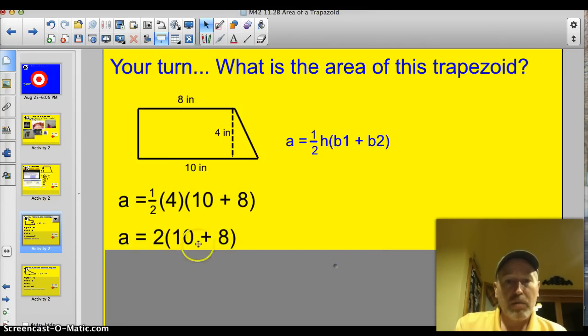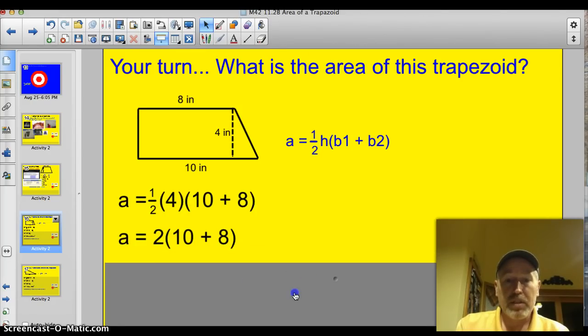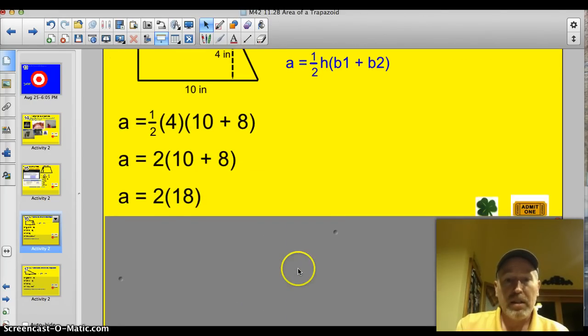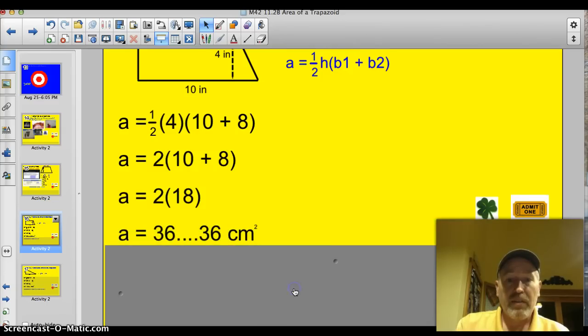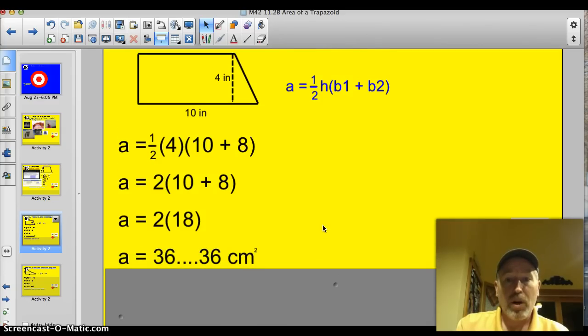Start simplifying it. Well, 1/2 of 4 is 2. I got base 1. Base 2, that's 10 plus 8. I can simplify those bases and add that up pretty simply. So now I've got 2 times 18, and if I solve that, I've got 36 centimeters squared.